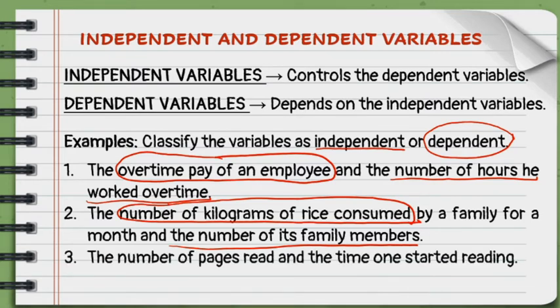And last example, the number of pages read and the time one started reading. Ang nagko-control sa dependent variable ay yung time one started reading. Nakadepende yung number of pages na mababasa kung anong oras nagsimulang magbasa. And that is the independent and dependent variables.